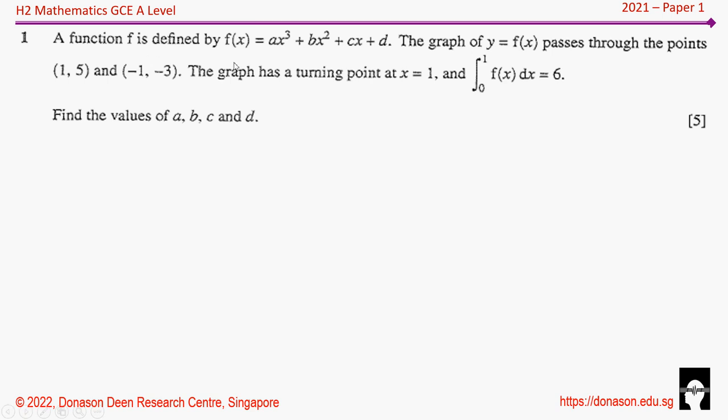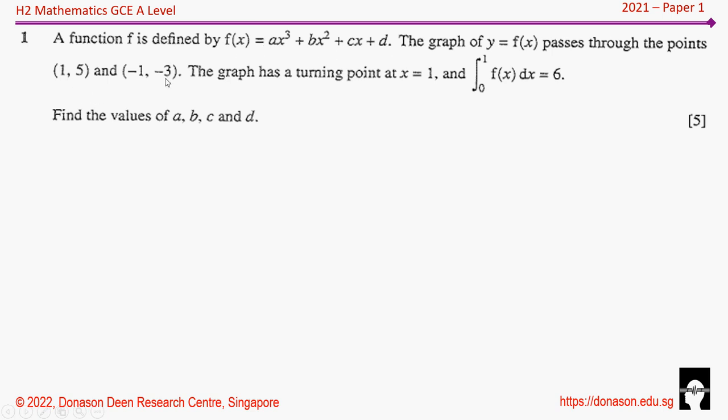A function f is defined by f(x) = ax³ + bx² + cx + d. Okay, it's a cubic function. The graph of y = f(x) passes through the points (1, 5) and (-1, -3). Of course, you can see in the given function there are 4 unknowns a, b, c and d, and we must have enough conditions to set up 4 equations so that we can use a graphic calculator and solve to find the values of a, b, c and d.